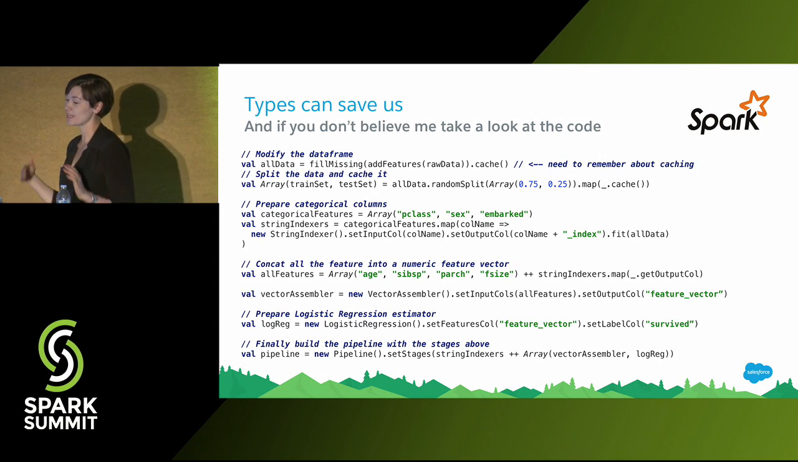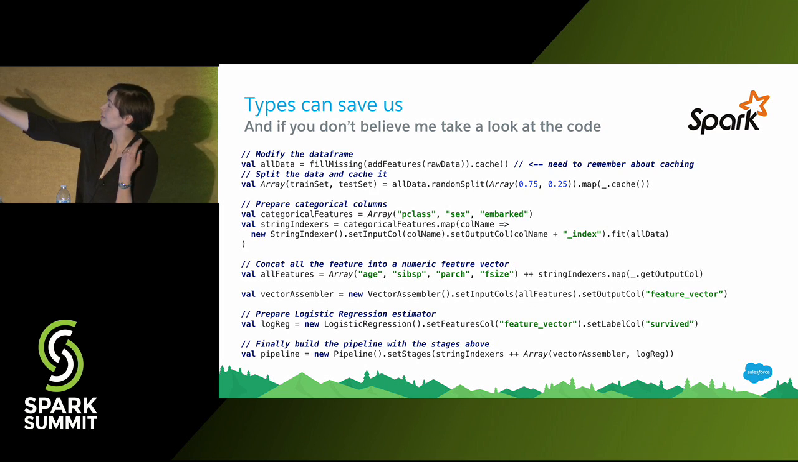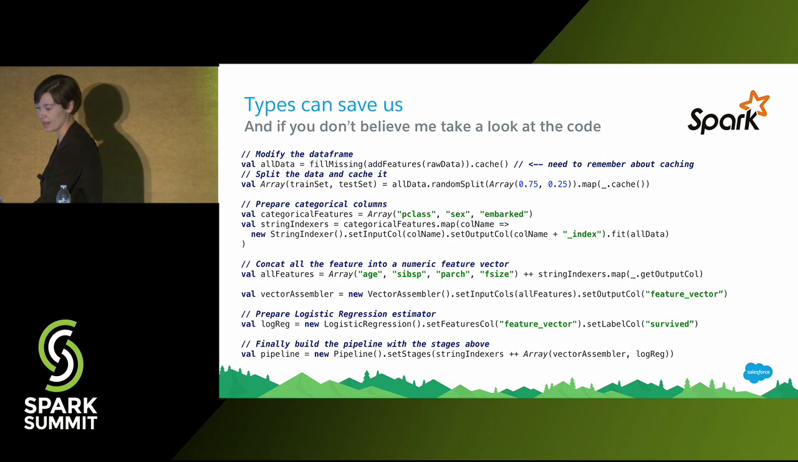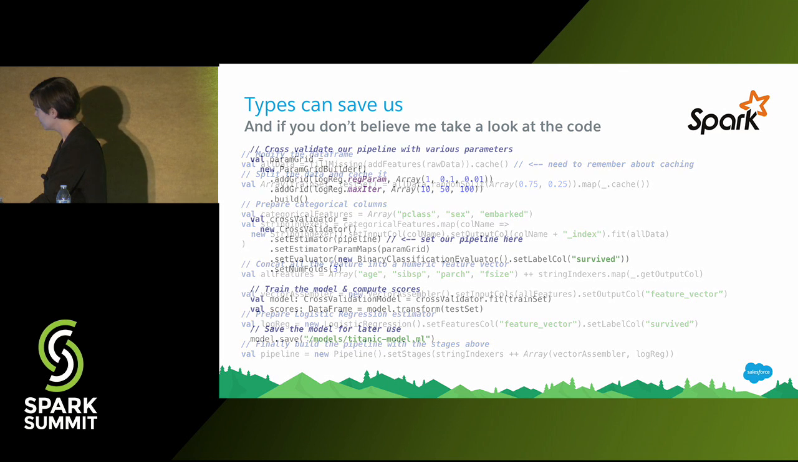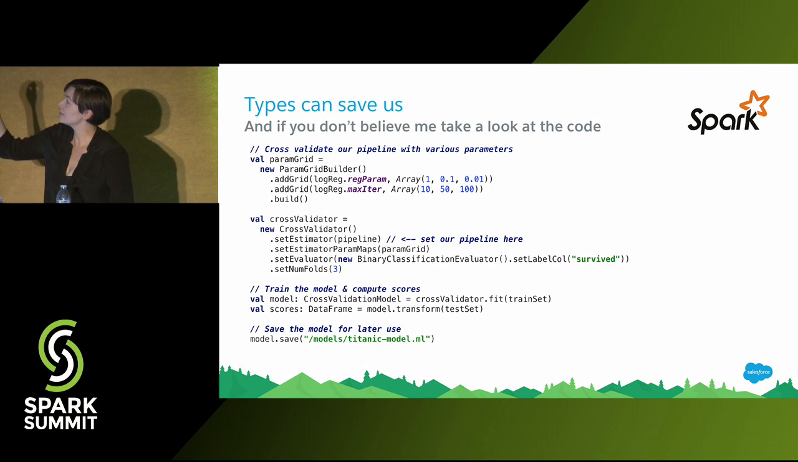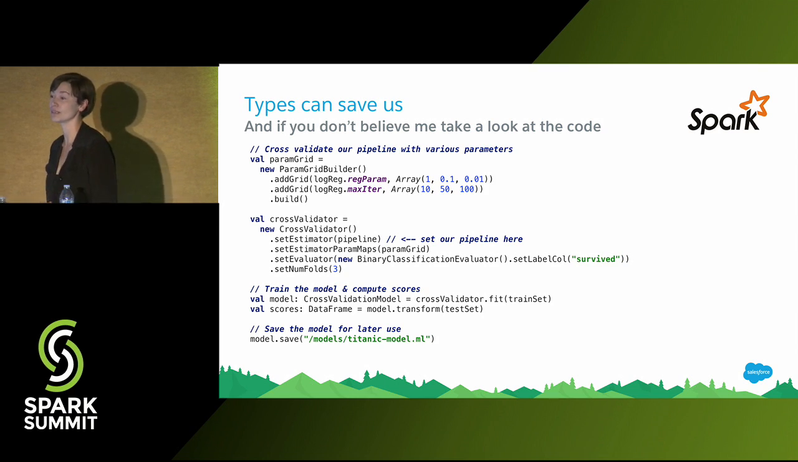You would need to specify your logistic regression and tell it with strings what the feature vector name is, what the label is, and feed that into your pipeline. Go ahead and build a parameter grid for your logistic regression to try some different hyperparameters, feed that into your cross-validation, and then eventually you get the model.